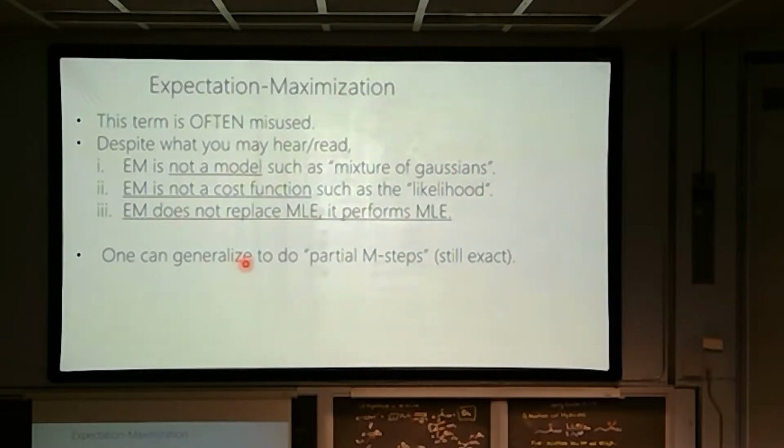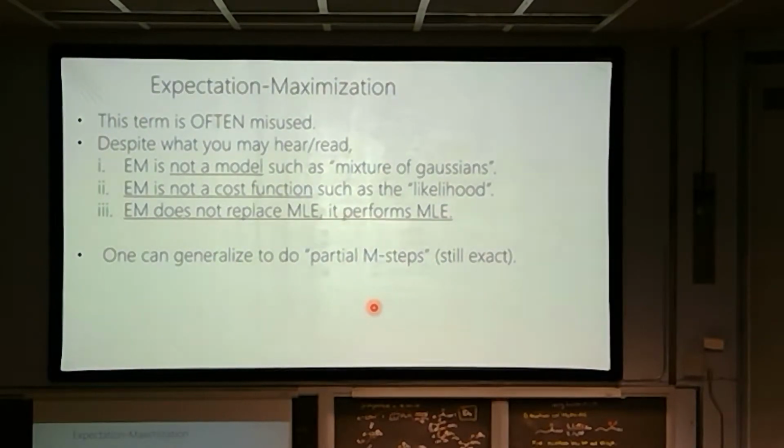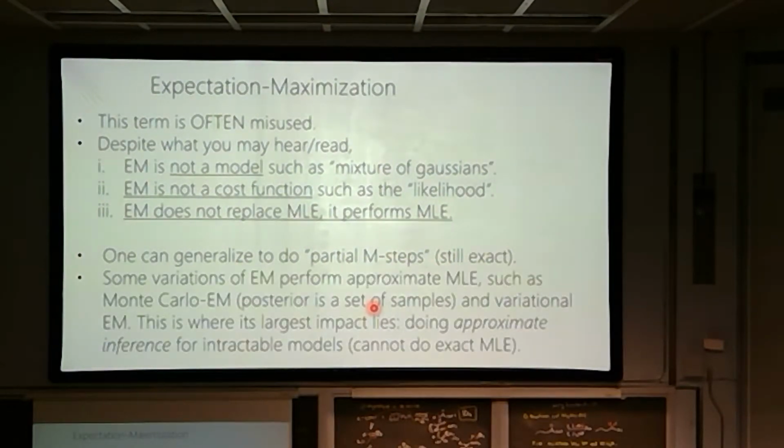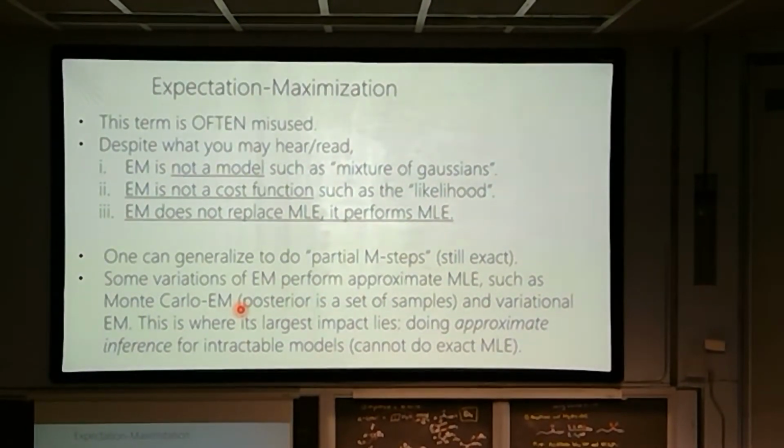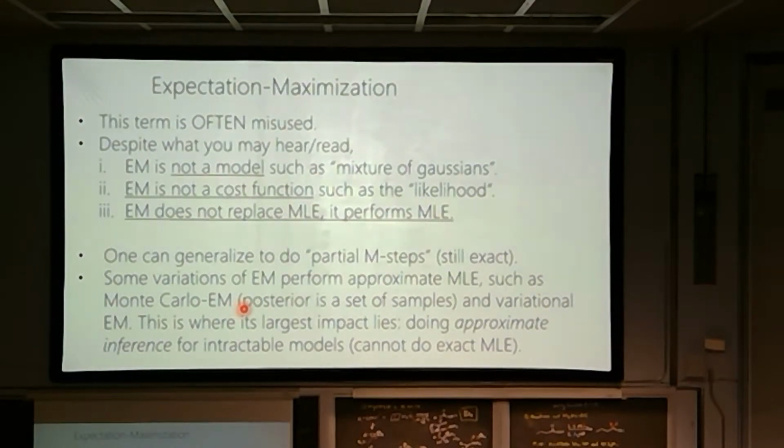As I mentioned, you can generalize it, which we won't go into, to do these partial M steps, and you would still get an exact EM. I've alluded to variational inference, but there are other variations that we won't go into. There's something called Monte Carlo EM, where you would represent the posterior with samples rather than with an actual parameterized posterior distribution.